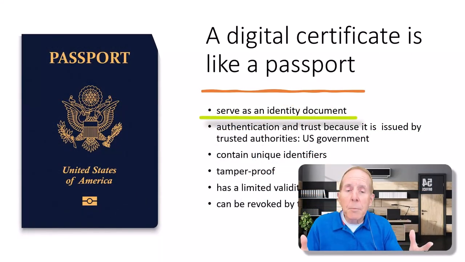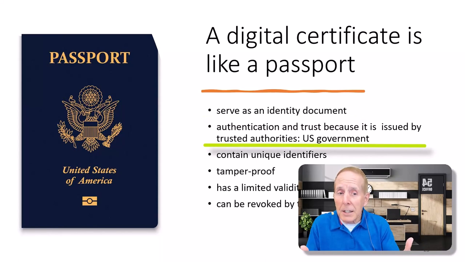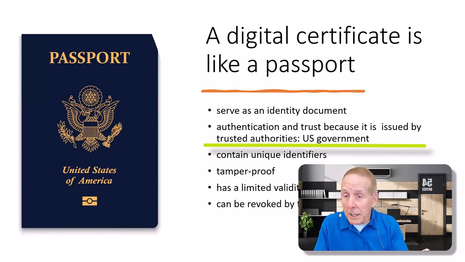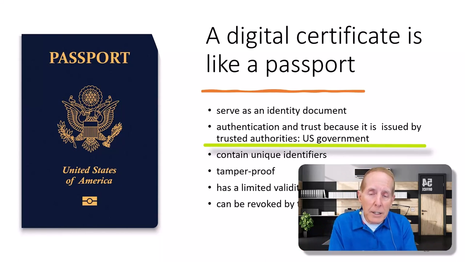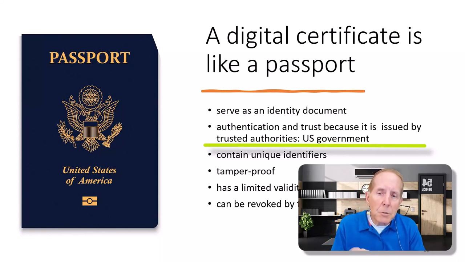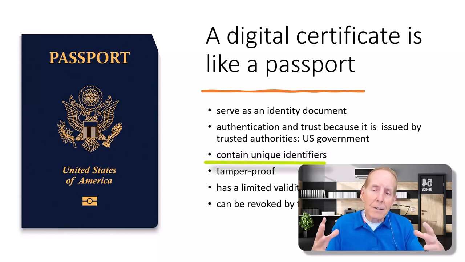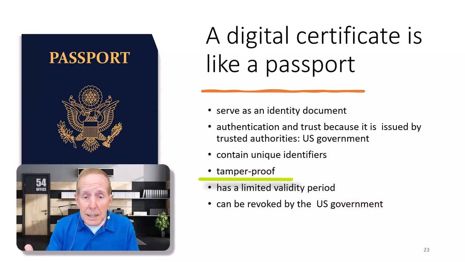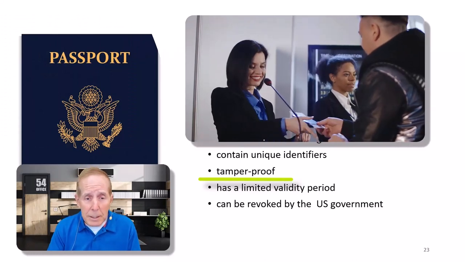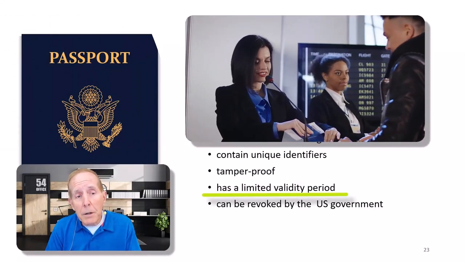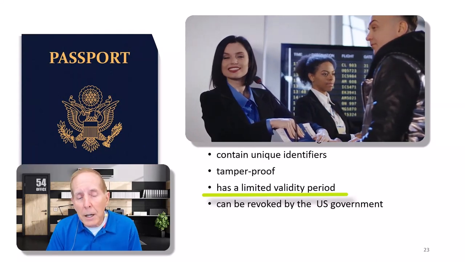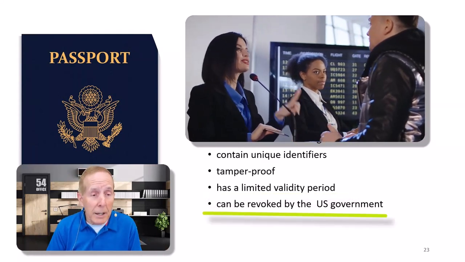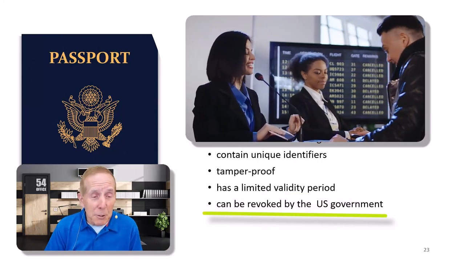It serves as a very important identity document for you and about you. It authenticates and provides trust to a country like Canada or Mexico if you're trying to get into those countries, because it was issued by a trusted authority, the U.S. government. It contains unique information about you, and it is tamper-proof, despite Hollywood showing us everybody and his brother can forge a passport. It has a limited validity period. It's only good for a certain period of time. And if you do something bad in our country, it can be revoked and you won't use your passport anymore.